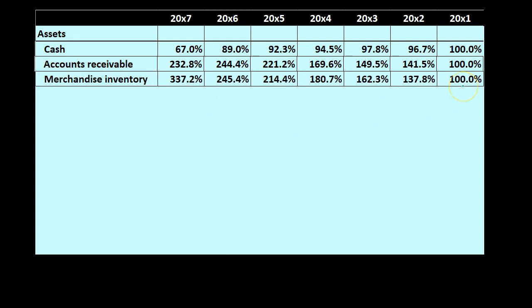Then we got the inventory, 100% in 2000x1 increasing. And again, the fact that inventory is increasing isn't necessarily a good trend. I mean, are we holding on to more inventory? Are we buying inventory and then just holding on to it? Because we should be selling this stuff.